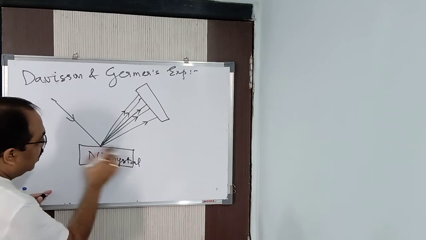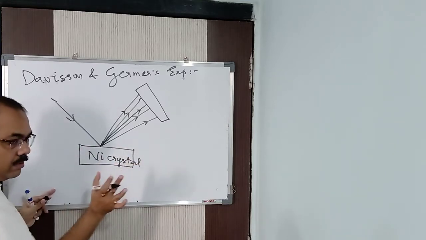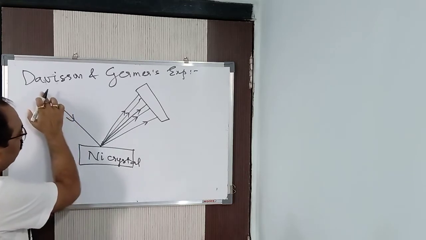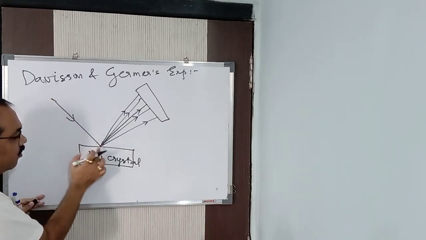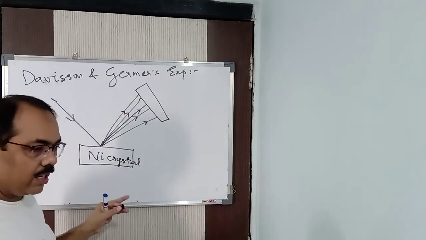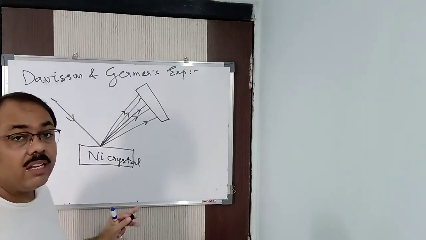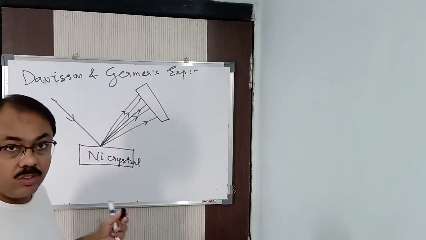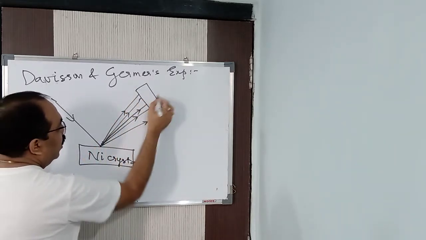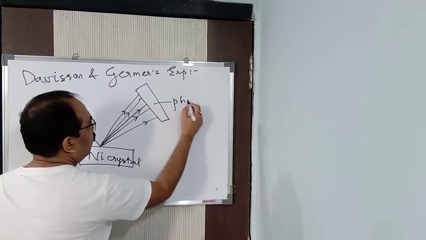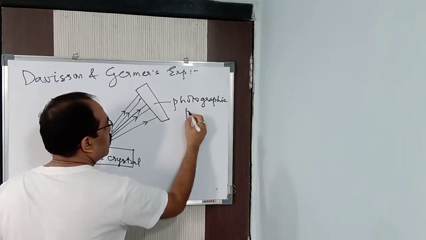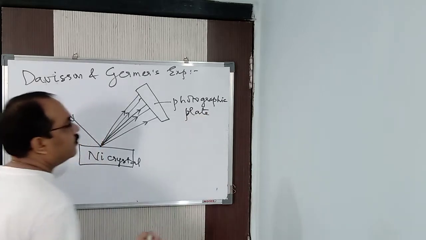From where? That is a nickel crystal I have taken, a metal crystal. He took a metal crystal, that is a nickel crystal. So when the incident ray is allowed to fall on the nickel crystal, why did he take a metal? Because the surface of the metal has a metallic luster, it shines. So it behaves like a mirror, you know that. Hence here the reflected ray comes out. He collected this reflected ray on a photographic plate.